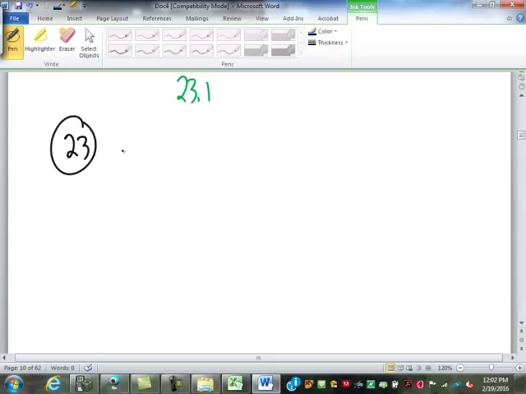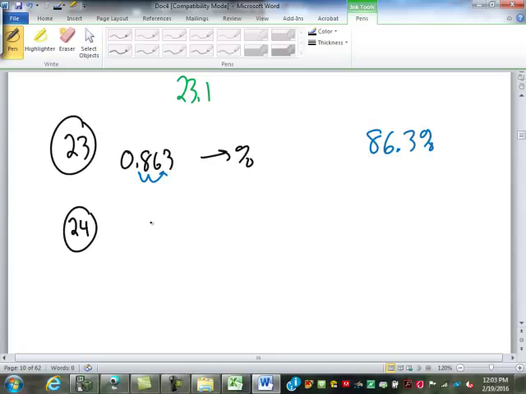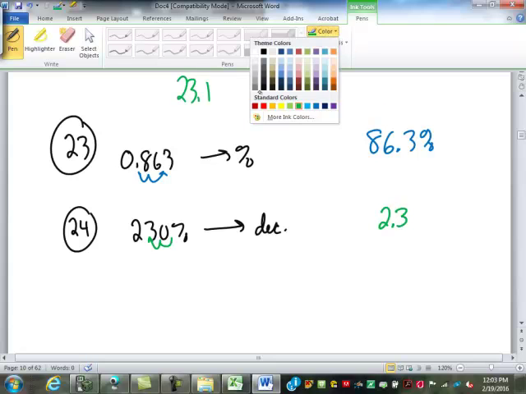23. Convert 0.863 to a percent. Well, we're just moving the decimal to go from a decimal to a percent. We move the decimal point over 2 spots. That's just 86.3%. 24, convert 230% to a decimal. Move the decimal point 2 spots to the left. It becomes 2.3 as a decimal.